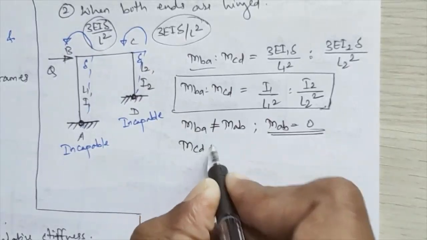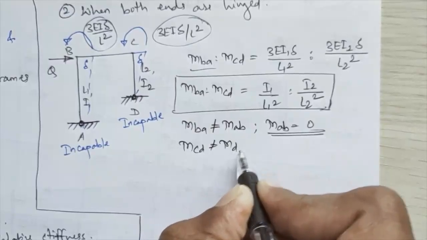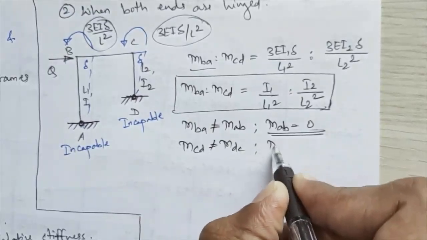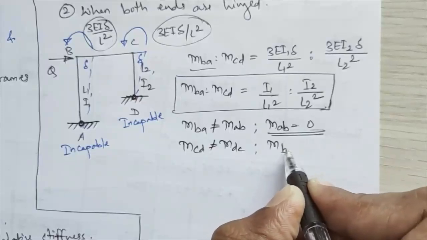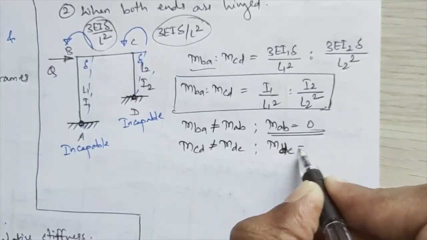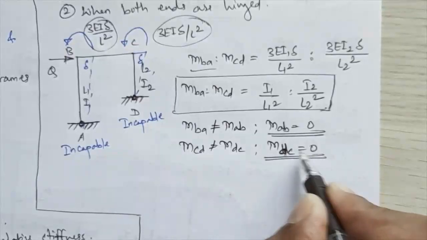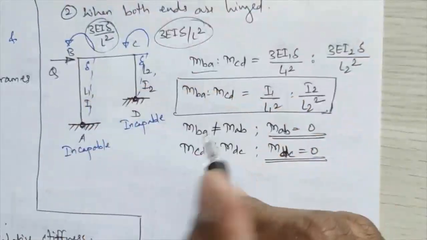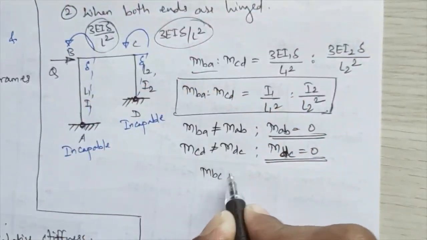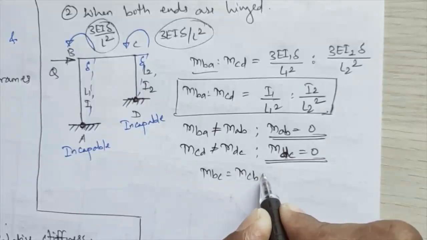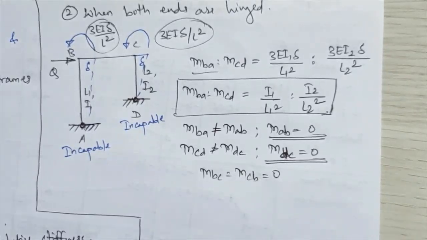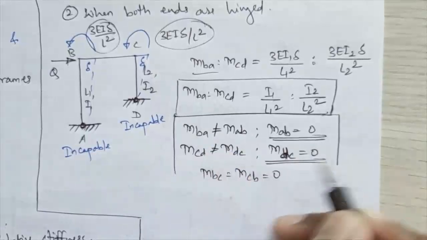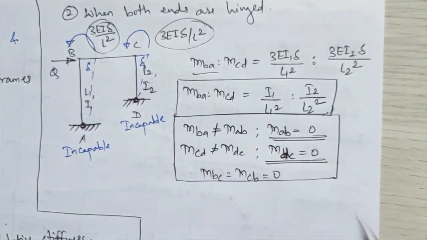Your MCD value will not be equal to your MDC value, whereas your MDC will remain equal to 0 again, because D is again an incapable support here. And for horizontal members, as I have told you, your MBC and MCB will be directly equal to 0. So these conditions you have to remember. Everything is dependent on the capability and incapability of the support over there.